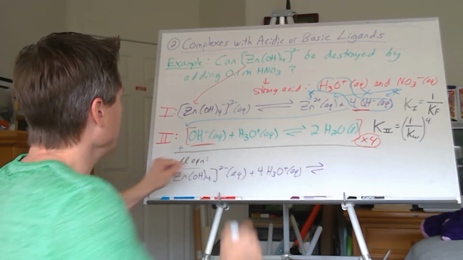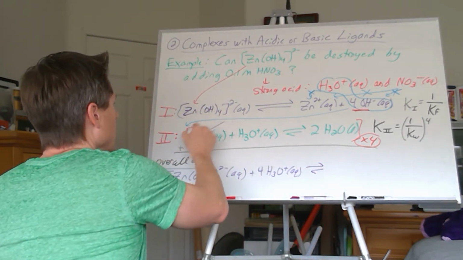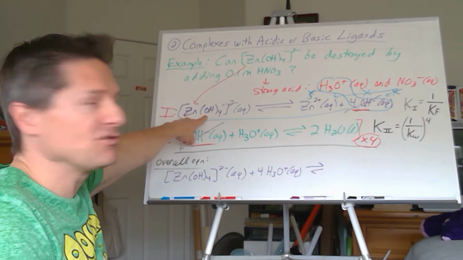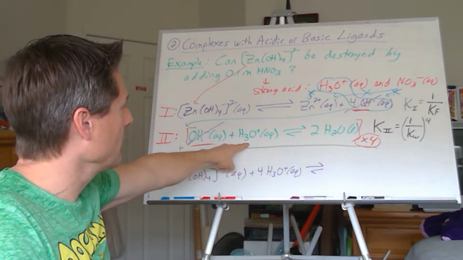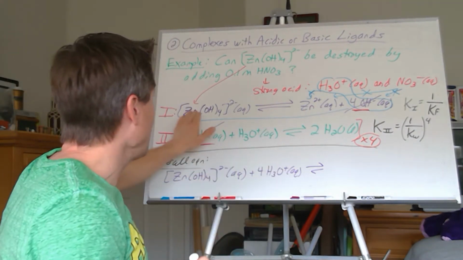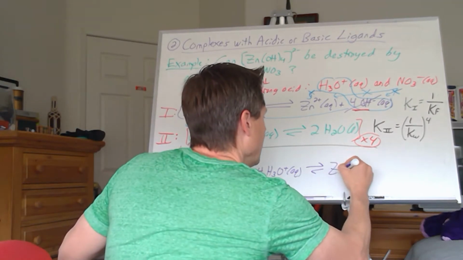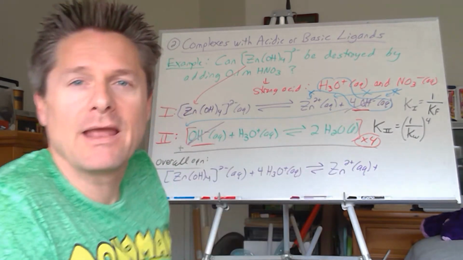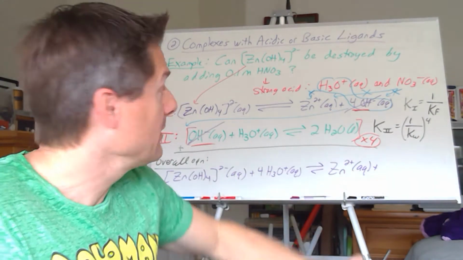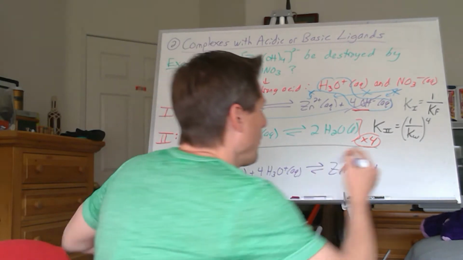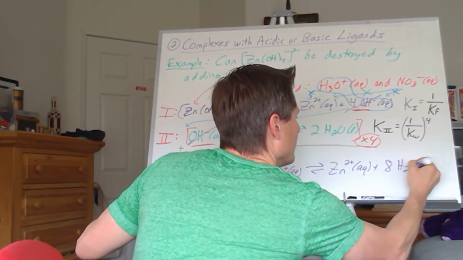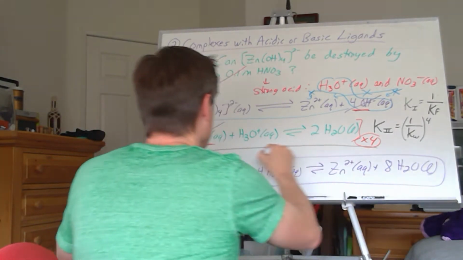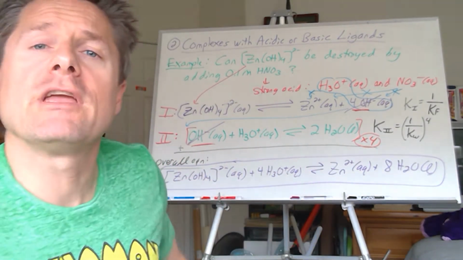And that's everything on the left-hand side, because this is going to go away when you add them together. So I'm going to get the original complex ion plus 4 hydronium ions, giving me the zinc ion. I didn't multiply this by anything, so I'm going to get the zinc ion. The hydroxide ions are gone. That was the whole point of adding them together. And I'm going to get 2 times 4, which is 8 waters. I'm always looking for that overall equation.